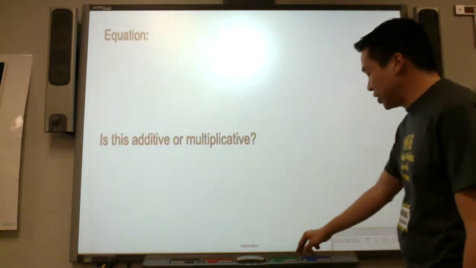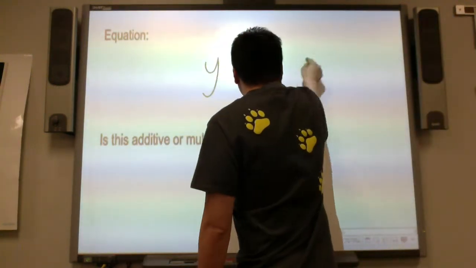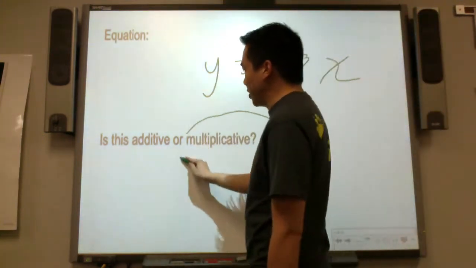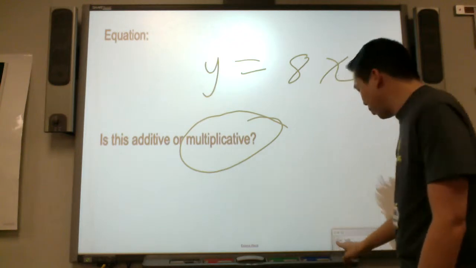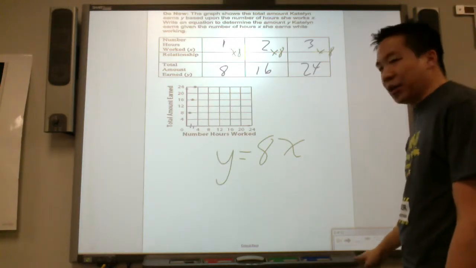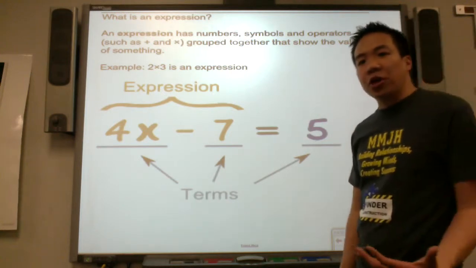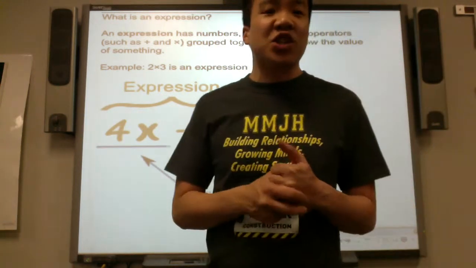So again, what was the equation? y equals 8x. And is this additive or multiplicative? Multiplicative, because if we look at a table, we had to multiply. In a relationship, we had to multiply to find the answer. So today we're going to be relearning what an expression is.